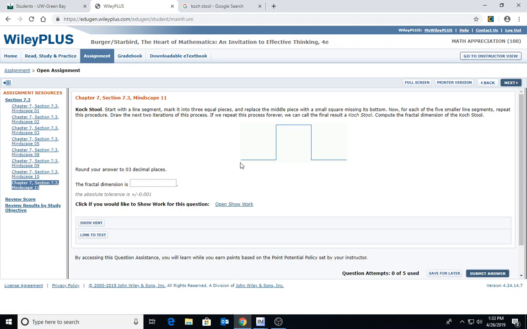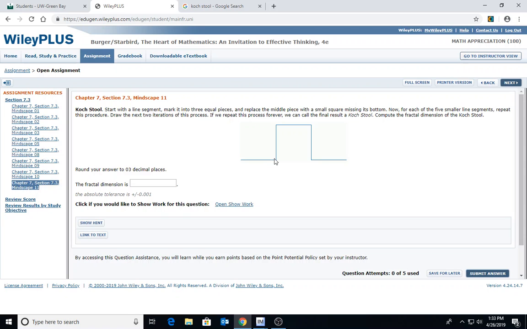So there's 5 copies, 1, 2, 3, 4, 5. I'm going to take 5 copies of this and shrink it down and put a copy on each of these 5 line segments, and that makes it 3 times as long. So this whole thing is 3 times as long as this little piece where you're going to put the next iteration. So the scaling factor is 3, and the number of copies is 5.